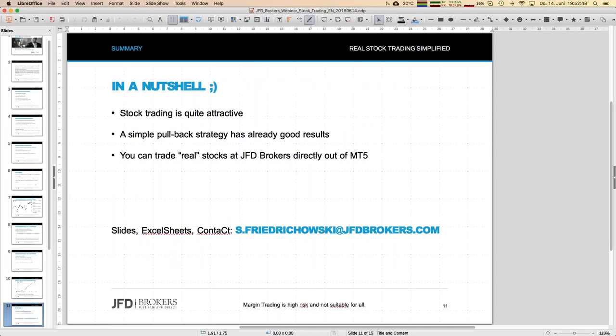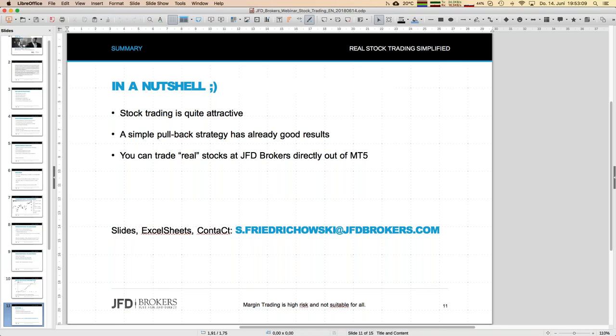Let me summarize. So real stock trading is quite attractive, and we have still to keep in mind that we are buying real assets with an intrinsic value. And we know that even going for a quite simple strategy like this one here, the pullback strategy, shows really good results.